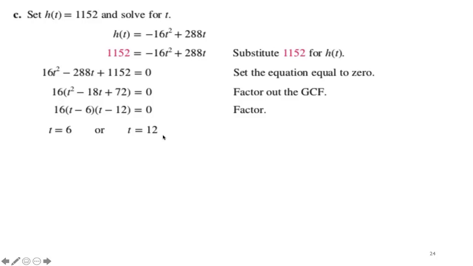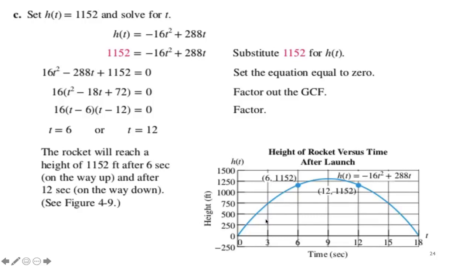That means there are 2 times where the height is 1152, and that makes sense because you look at the model of this rocket. It goes up to the highest height, stops, and then it comes down. So that means it's going to hit 1152 at 2 places, on the way up and also on the way down.